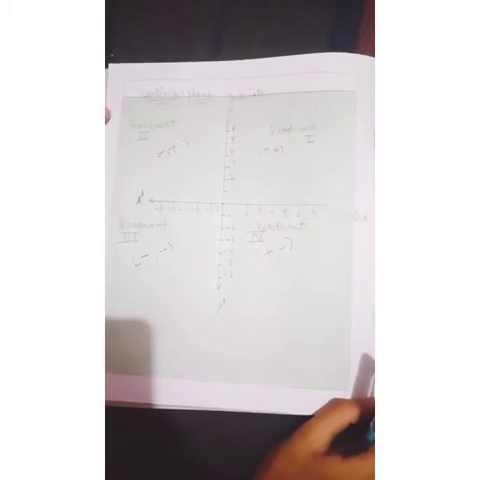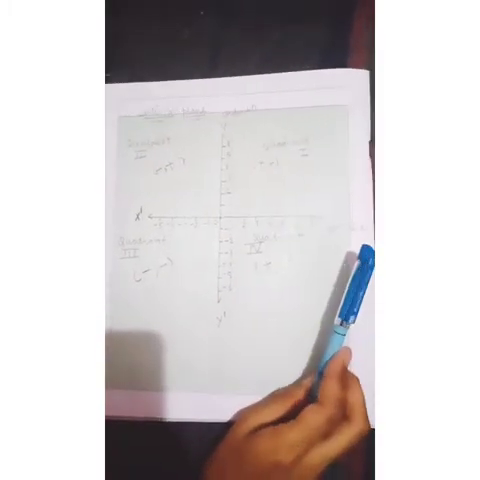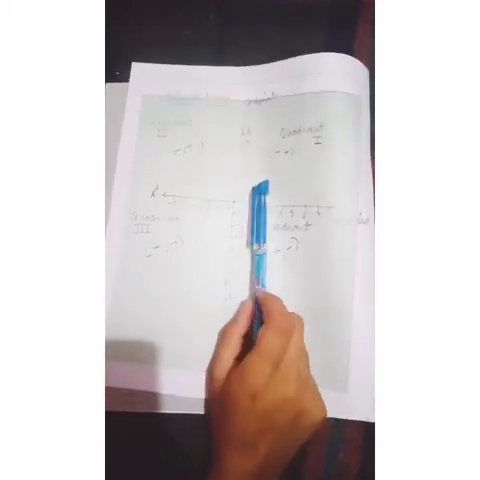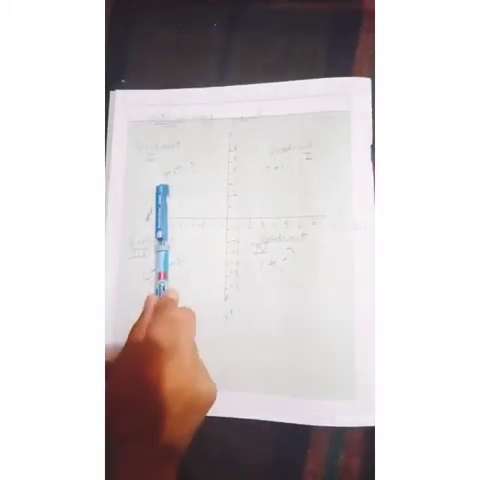Today in this video we are going to discuss the Cartesian plane. So let's begin. You all know that this is a Cartesian plane and a Cartesian plane has four quadrants. This one is first, and this one is second, third and fourth. The first quadrant has both positive signs, the second has one negative and one positive, the third has both negative, and the fourth has one positive and one negative.